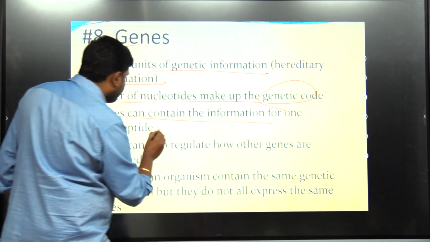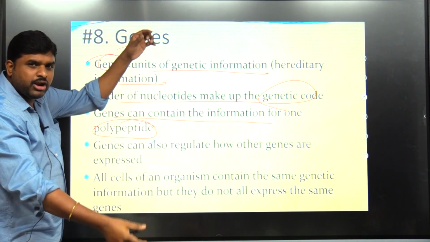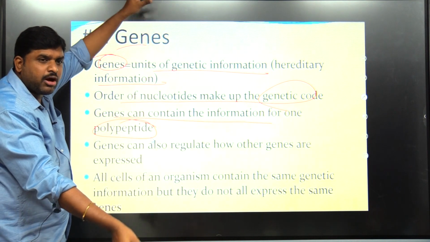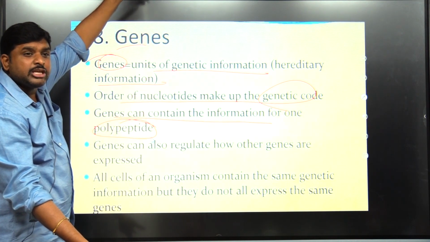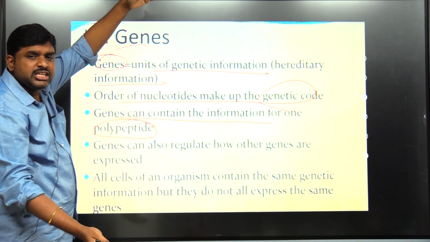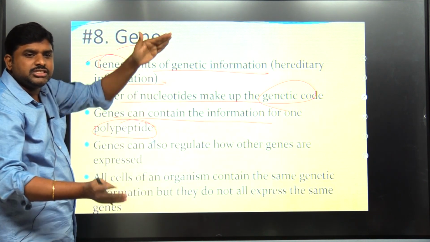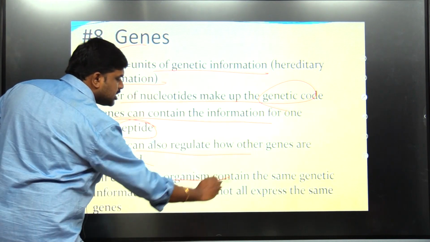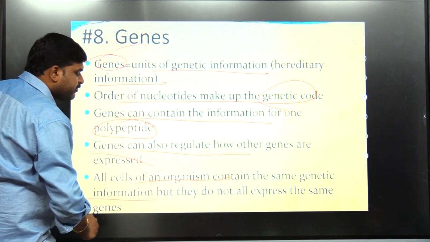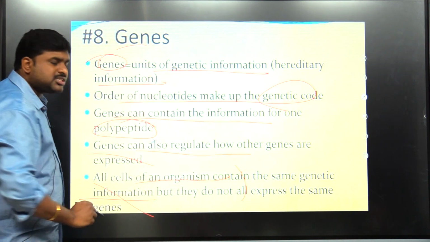Genes can contain the information for one polypeptide. That nucleotide combination is called a polypeptide. That polypeptide together is a combination of DNAs. The arrangement of DNAs is called a gene. Genes can also regulate how other genes are expressed. All cells of an organism contain the same genetic information, but they do not all express the same genes.